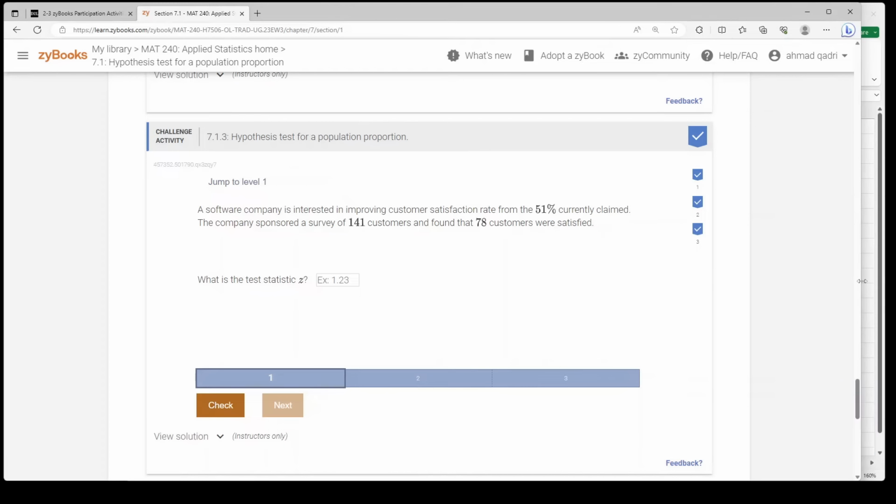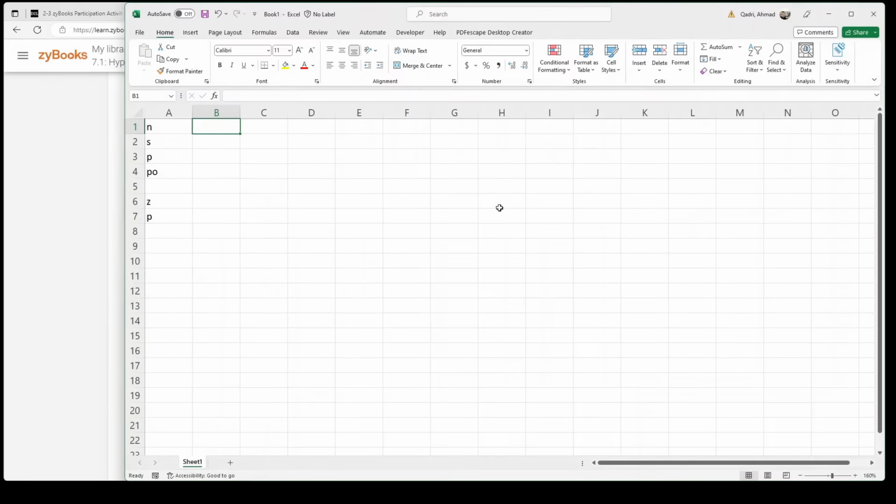So I've created a template here in Excel that we will follow. n here is the total sample size. S is the success rate, or whatever the company is interested in. In this case, it would be how many customers were satisfied. P here is the sample proportion, so we will calculate that. Naturally, that will be equal to S over n, the successes over n. Right now it's just giving an error because there's nothing in these cells, but we will fill this out.